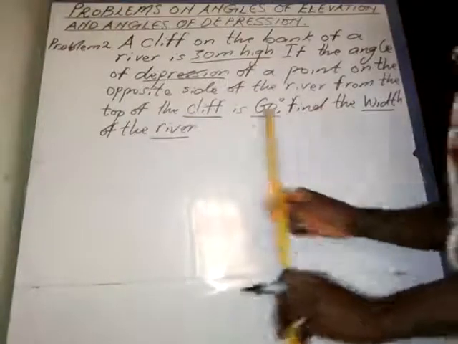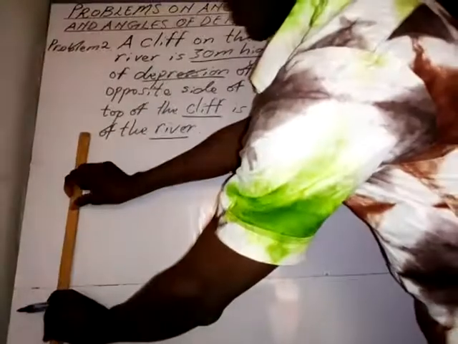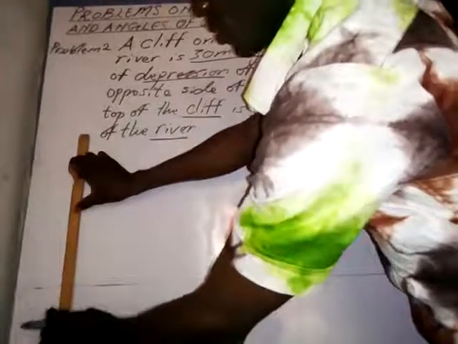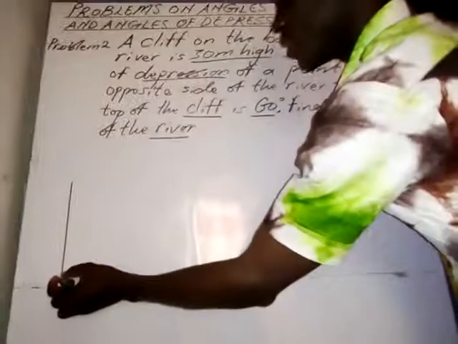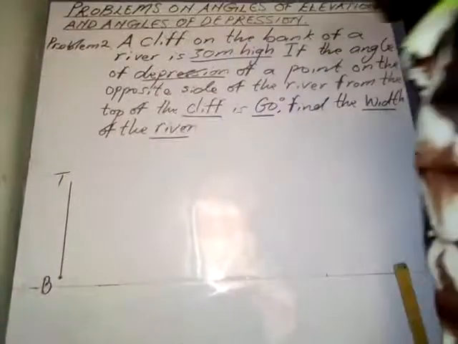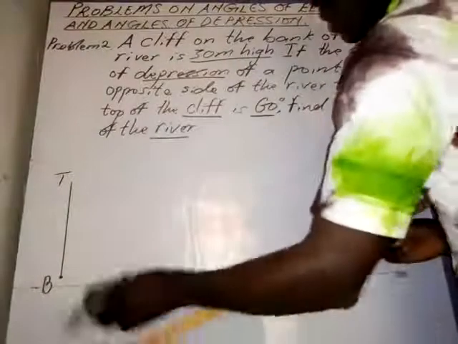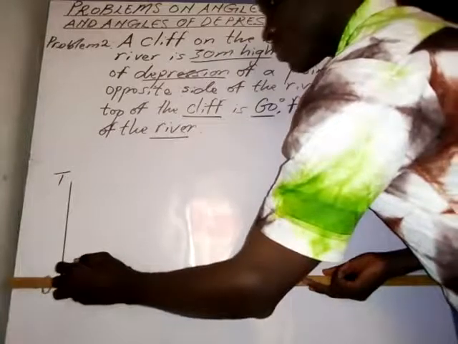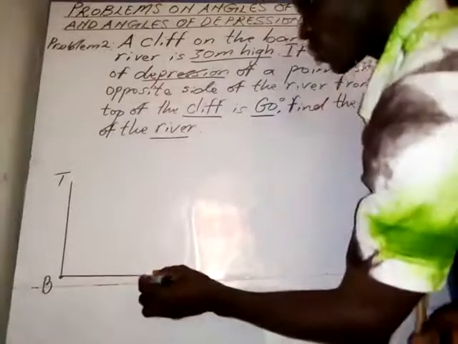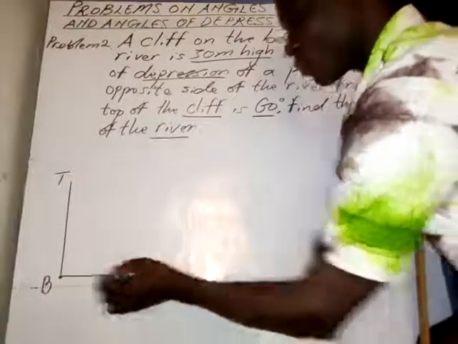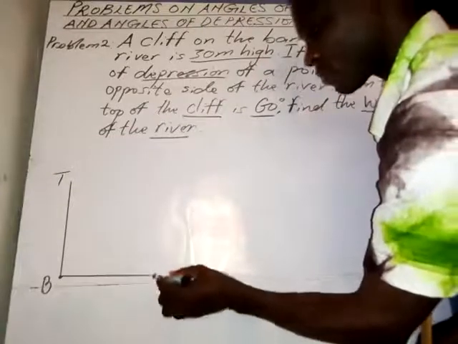Alright, so let's say here we have the cliff. So this is the cliff, and this is the base of the cliff. And here we have the top of the cliff. So let me put B here as the base of the cliff. Then we have the river flowing opposite the cliff. So I will put R here for the river.